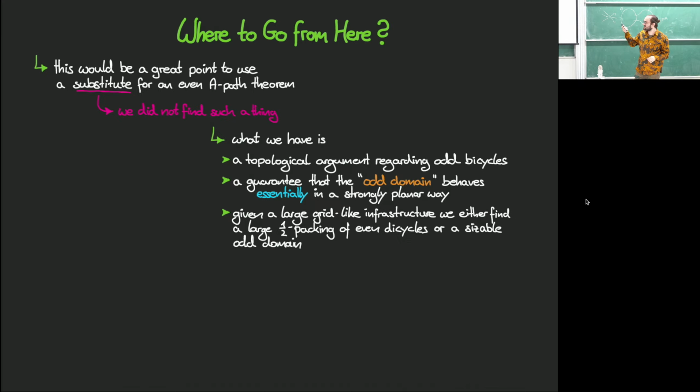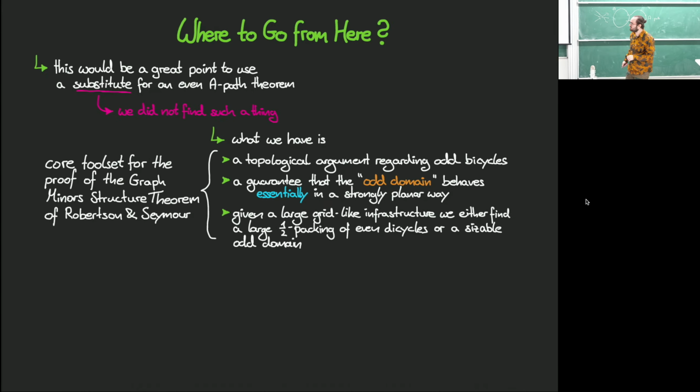And these tools in some sense replicate the main tools that were used to prove the so-called graph minor structure theorem by Robertson and Seymour. So this will be our strategy. The remainder of the talk will be about how we can use these tools to replicate a miniature version of the graph minor structure theorem in the directed setting, to then prove the Erdős-Pósa property.